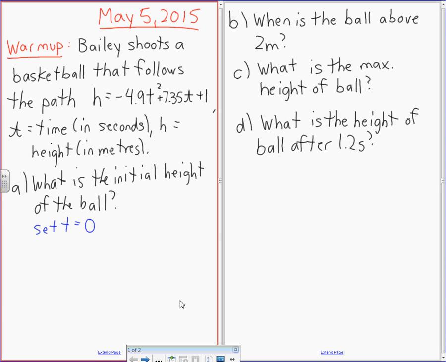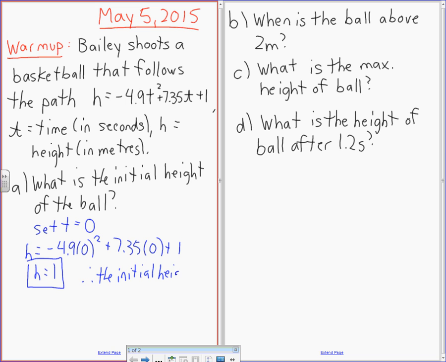So since T equals 0, I'm going to say H equals negative 4.9 times 0 squared plus 7.35 times 0 plus 1. H equals 1. You should also please give me a suitable therefore statement. Could someone be brave and give me a wonderful therefore statement for this? And that's probably pretty accurate.